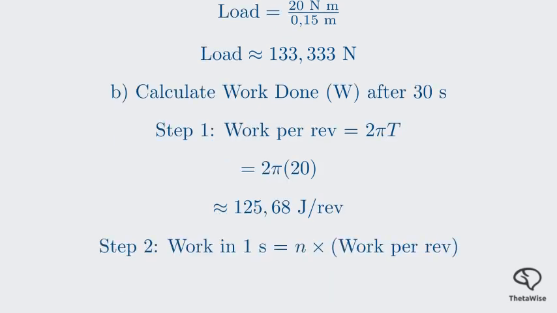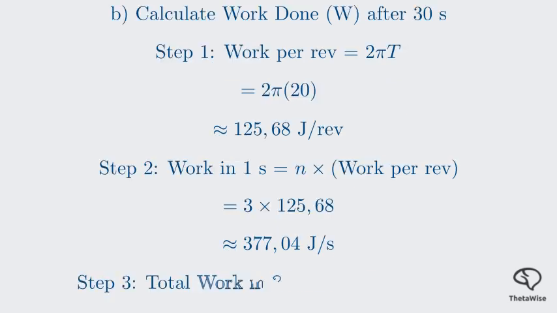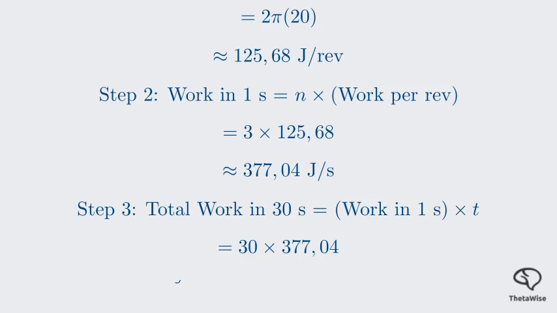Step 2 is to find the work in 1 second. Since the spindle rotates 3 times per second, the work done in 1 second is 3 times the work per revolution. So, 3 times 125.68 equals approximately 377.04 joules. Step 3 is the total work in 30 seconds. We multiply the work in 1 second by 30. That's 377.04 times 30, which gives approximately 11,311.2 joules. Or, if we express it in kilojoules, it's 11.3112 kilojoules. We have now found the total work done.